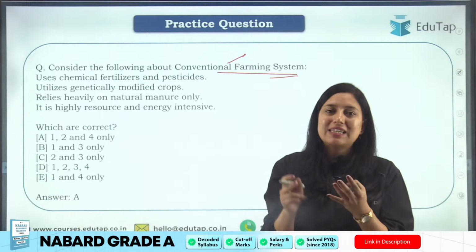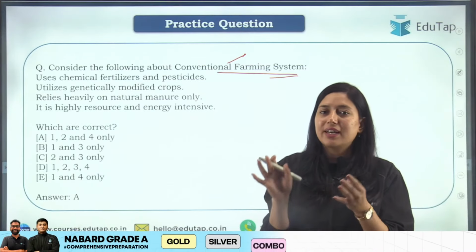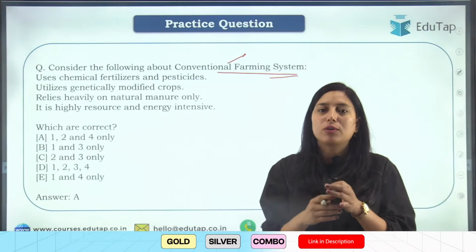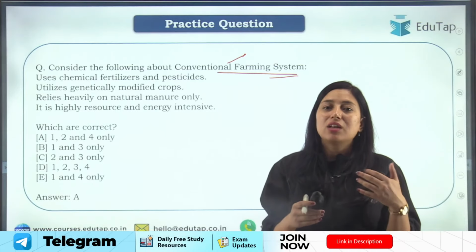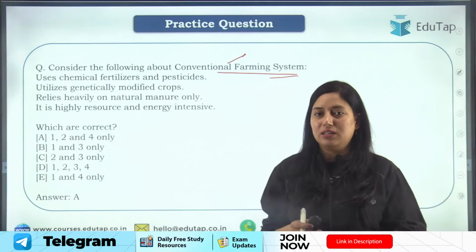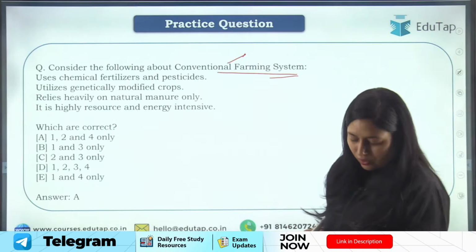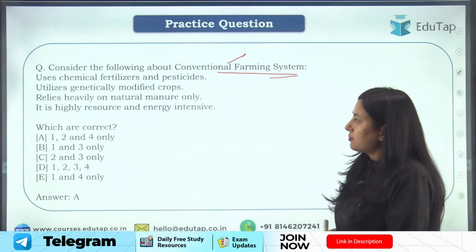Okay, so pesticide, insecticide, herbicide, everything is sprayed on the crop in order to protect it from pests and infection, so that we can get maximum yield and maximum benefit. Okay, so that is the conventional farming system. So now you have to tell me which one is correct.